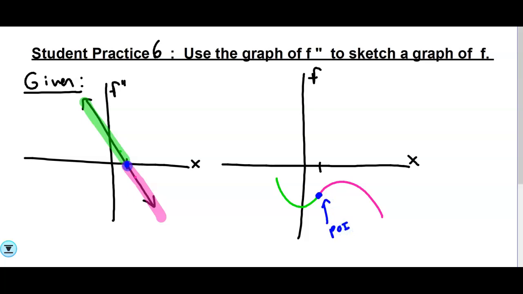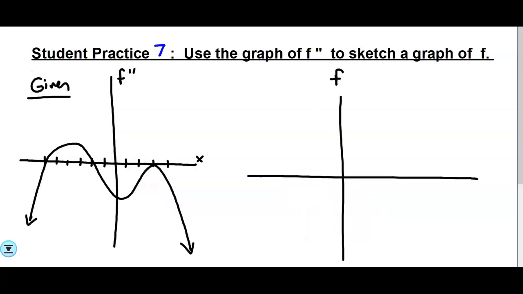Okay, so I'm going to give you guys another one to do. Just a second. So go ahead and try this one. Here we have f double prime again. See if you guys can sketch a graph of f based on this particular second derivative.